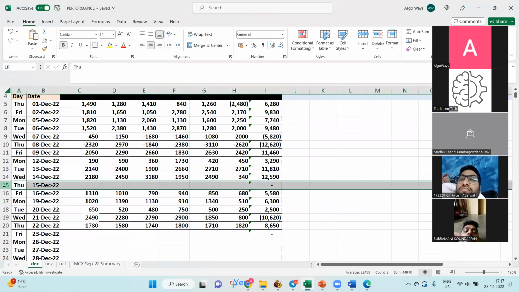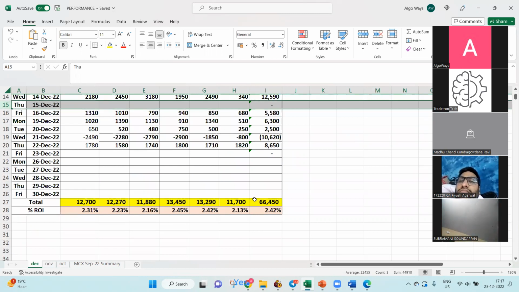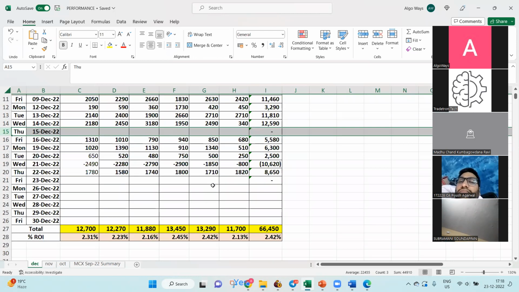One day we did not trade, that is on expiry, because on expiry day, trading is not allowed in the current month contract by the brokers. Otherwise it has been around 2.5% return till now in this month. Another 1 week is left, so maybe we will end up with around 3.5%.